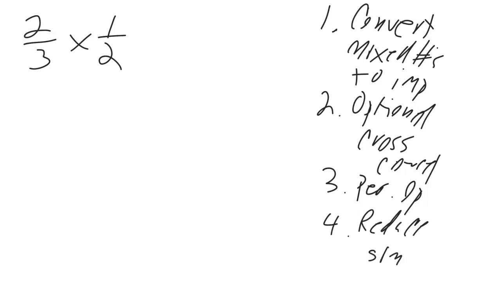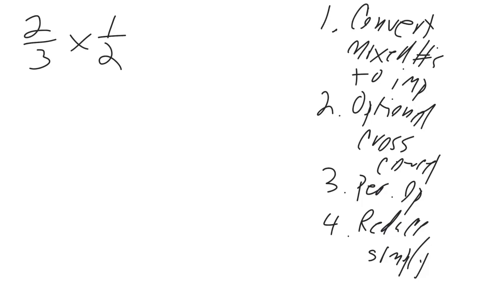Okay. So in this first example here, we have 2/3 times 1/2. So step one, convert mixed numbers. There are no mixed numbers. A mixed number is simply, for example, if there was a 3 there, then 3 2/3, that's a mixed number because there's a whole number here and then a fraction. But in this case, it's not a mixed number.